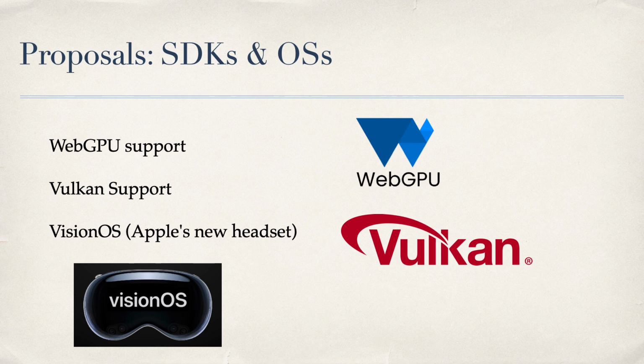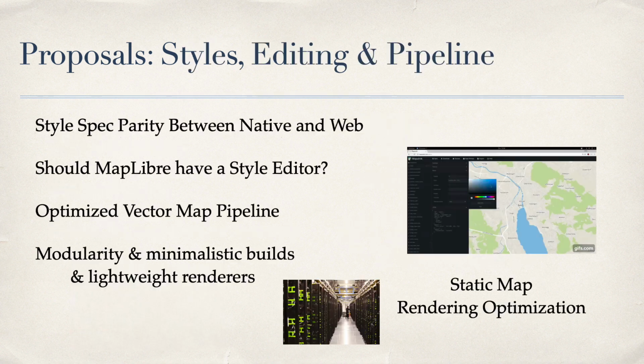Vision OS is Apple's new headset OS. You have to see how that one plays out. Vulkan's probably worth doing. WebGPU, if somebody wants to pursue that. Vision OS, I'd wait. All right, there are proposals related to style. So currently, the native version of the toolkit doesn't support a bunch of stuff in the style spec that the web version does. Obviously, parity would be good.